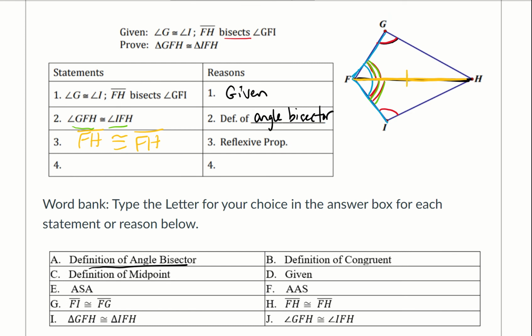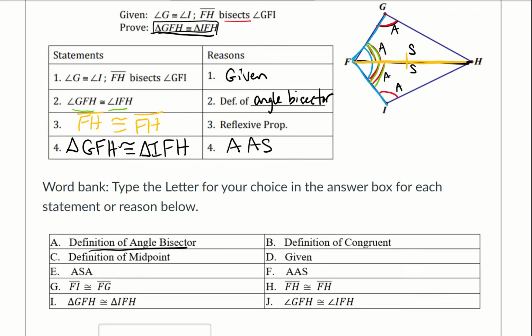And so now we have a side, an angle, and an angle. This is angle, angle, side. Same here, angle, angle, side. And so now these two triangles are congruent. Remember, when you prove something, the proof goes at the very last statement, so this has to be whatever you're trying to prove. Those two triangles are congruent by AAS, as we wrote here. And the proof is done.